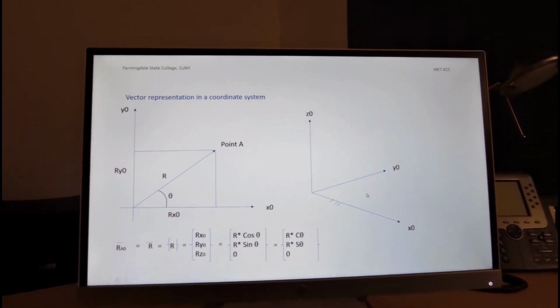So this basically concludes our discussion of coordinate system presentation, and we'll be using it in upcoming discussion.